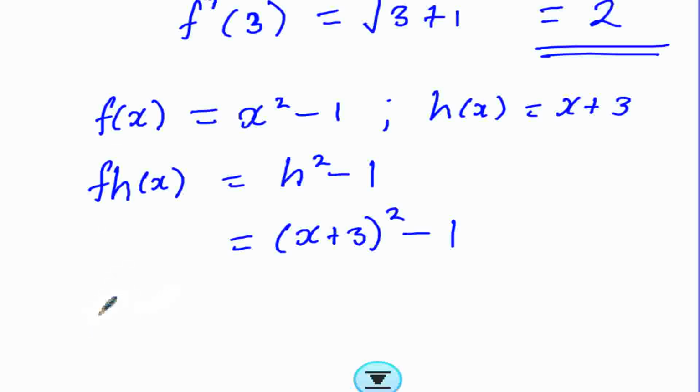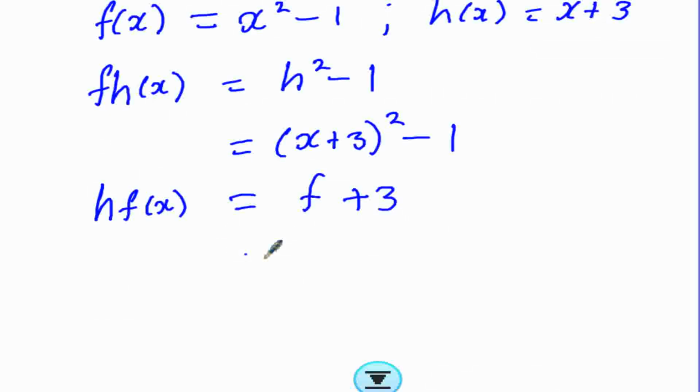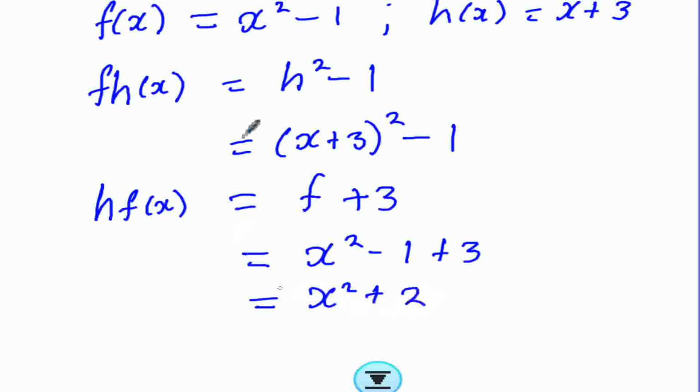And then let's find also hf of x. So this one means in h, put there f. Where there is x in h, put there f. So if I put f here, it will give me f plus 3. But what is f? F is x squared minus 1. So this will be x squared minus 1 then plus 3, which gives us x squared plus 2. So we have the two composite functions needed to solve the question.